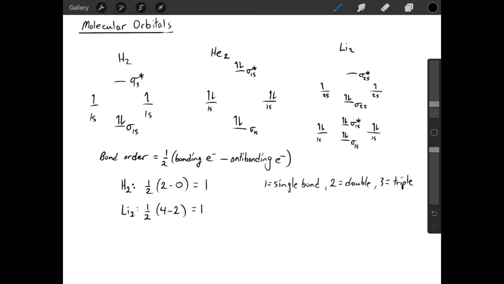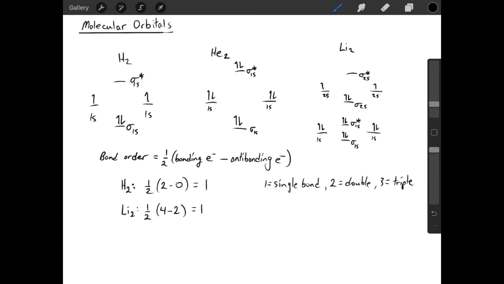With lithium-2, you have 4 bonding electrons. You have 2 from the sigma 1s, and you have 2 from the sigma 2s, for a total of 4. You only have 2 electrons in an anti-bonding orbital, the ones that are in the sigma star 1s. So you look at the total number of bonding electrons, subtract the number of anti-bonding electrons, and divide that number by 2. You can also just focus on the valence electrons instead of looking at every electron involved.